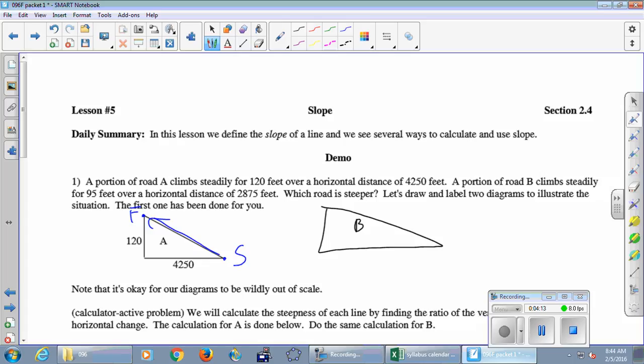What number goes on the horizontal line of my triangle? Good. Somebody else, what are we putting on the vertical? 95. And the road itself is the diagonal line, okay?